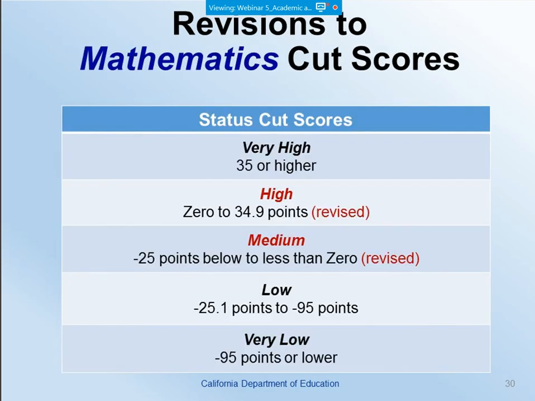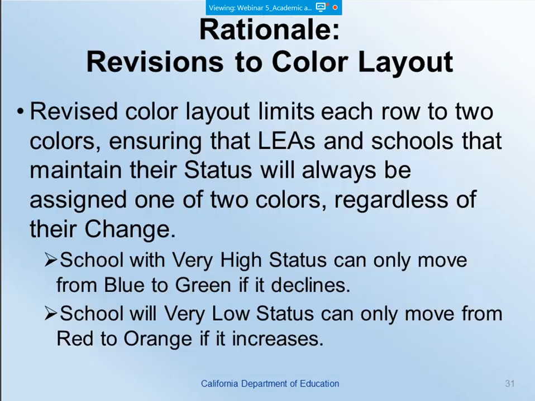So the revisions to the mathematics cut scores really only affected 2 status levels. The high status level: you can no longer receive a high status level if you have less than 0, so the score here is 0 to 34.9 points. And then the medium was adjusted. The -25 points is still the same, but it's to less than 0 now. Those were the only 2 changes made to the status cut scores.